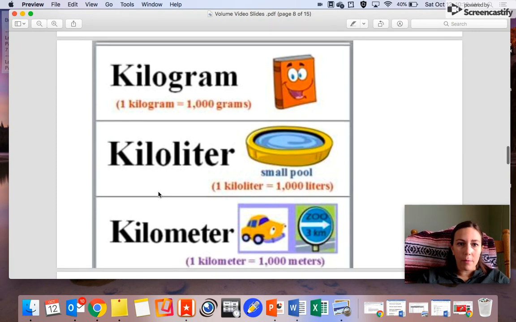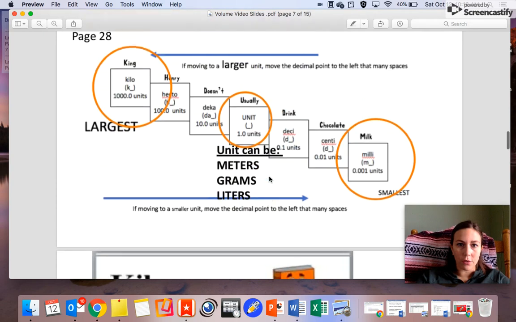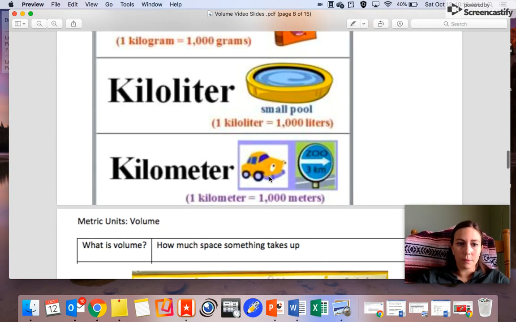And a kilogram or a kiloliter or a kilometer, they're all talking about 1,000 of whatever that unit is. So 1,000 grams is 1 kilogram. 1,000 liters is 1 kiloliter. 1,000 meters is 1 kilometer. So we can use this for all 3 of the units.